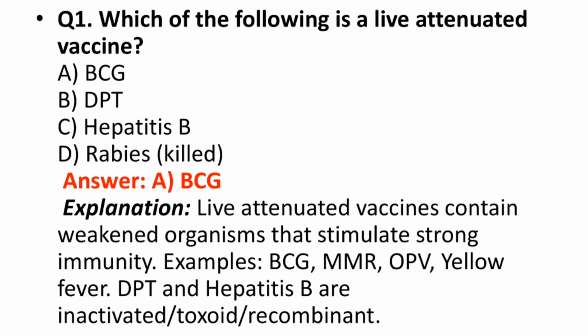Examples: BCG, MMR, OPV, yellow fever come under live attenuated vaccines. DPT and hepatitis B are inactivated, toxoid or recombinant. BCG is a live attenuated vaccine.